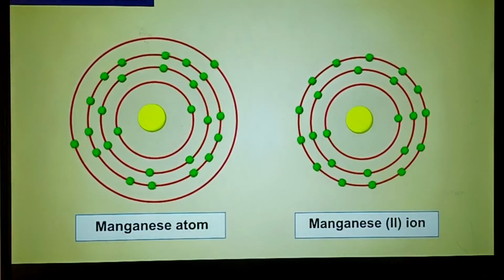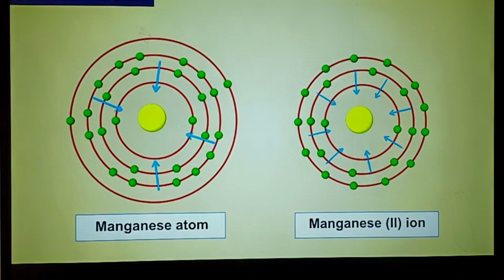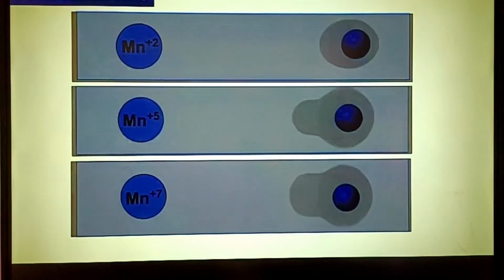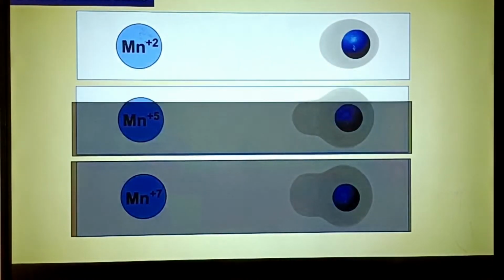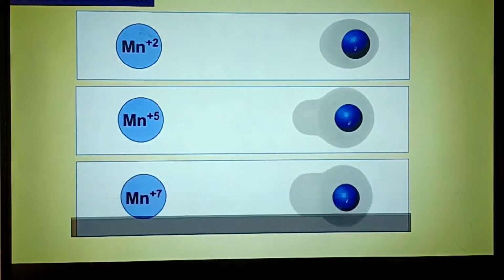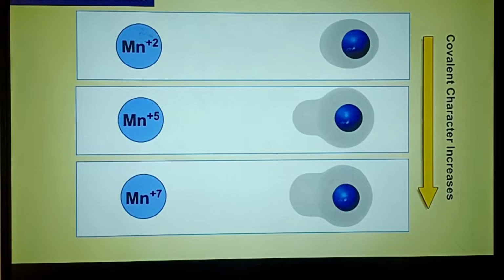As the oxidation state of the transition metal increases, the charge density of the metal also increases. This results in the increase of polarization of the anion's charge cloud by the metal, and hence the covalent character increases.